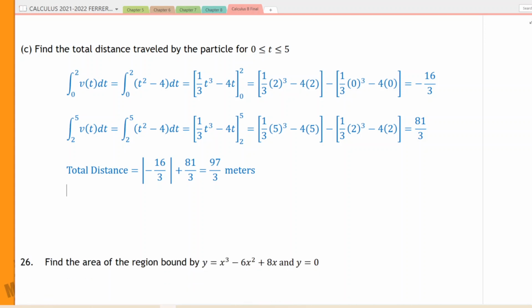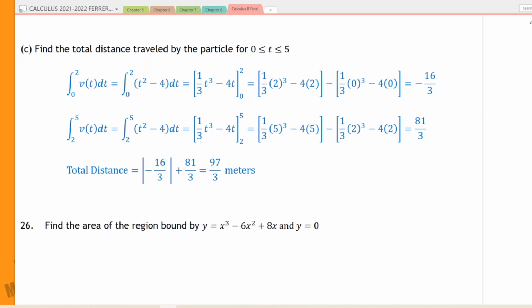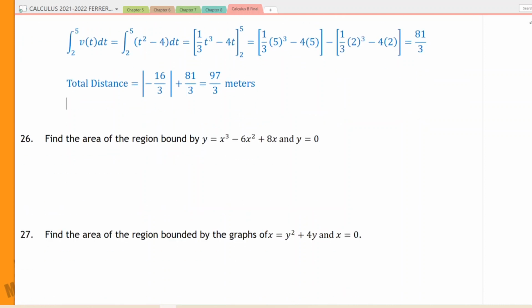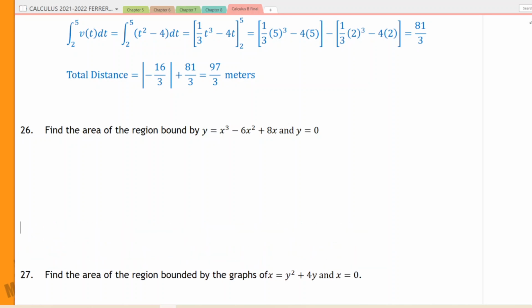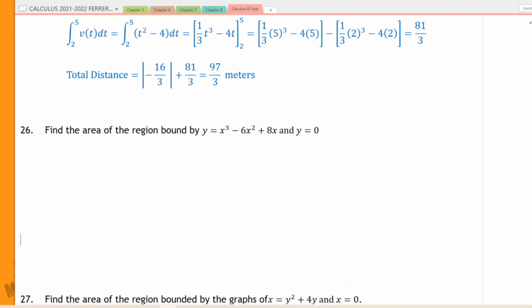So that's going to do it for 25. And let's take a look at 26. We need the region bound by the graph of x cubed minus 6x squared plus 8x and y equals 0. So your first task here is going to be to graph this.